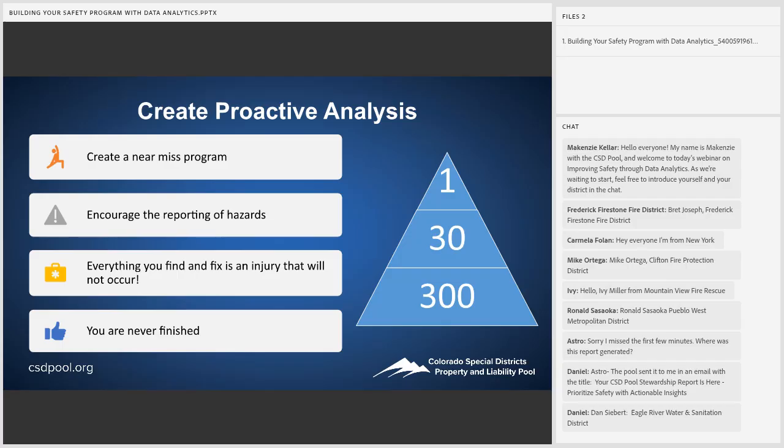We can also do a safety walkthrough. The reason I mention this is because it's an extra set of eyes. I always give the example of one of our loss control team from the pool walking through your district. We're not doing it to pick on you.